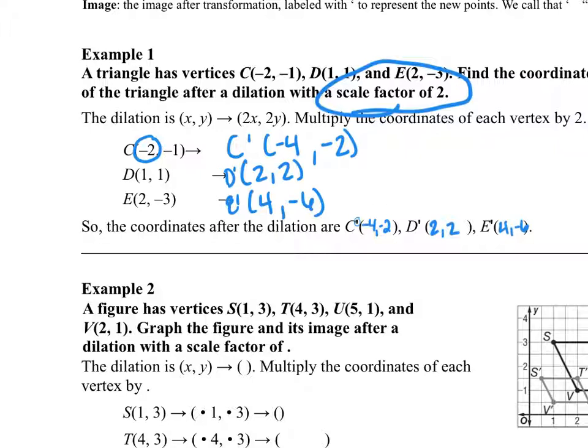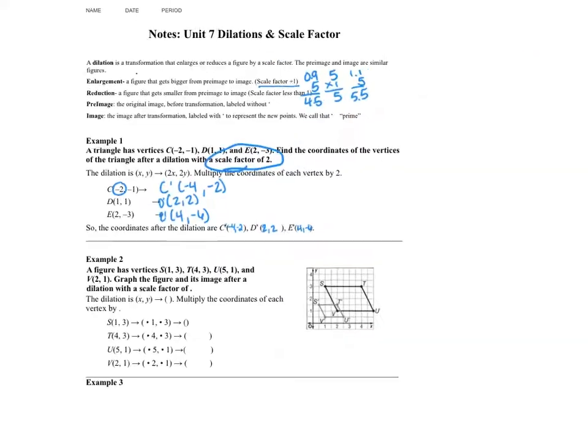Okay? So all you're doing is taking each point and multiplying it by the scale factor. Okay, so that scale factor is going to tell you whether it's an enlargement or a reduction. Is it greater than 1 or less than 1? Okay?